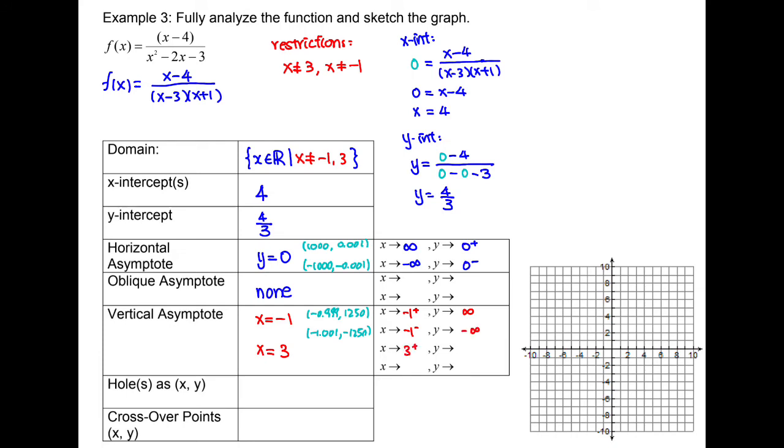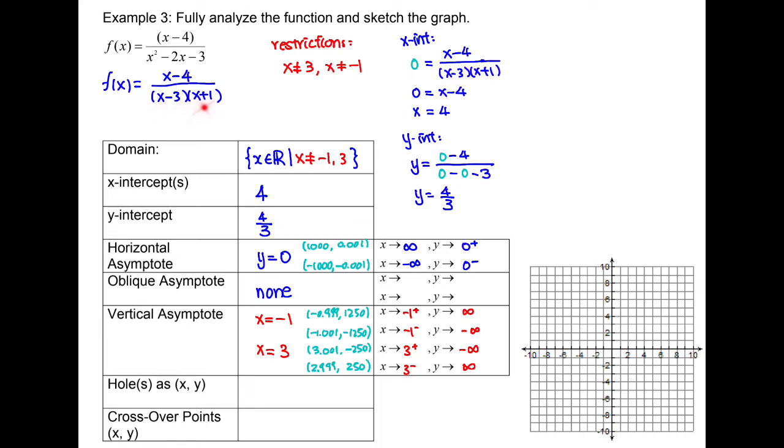When x is approaching 3 from the right, we use 3.001 as the x value. We get a y value of -250. That means y is approaching negative infinity. Then we say x is approaching 3 from the left. We use 2.999 for x, and the y value is 250. That means y is approaching positive infinity.